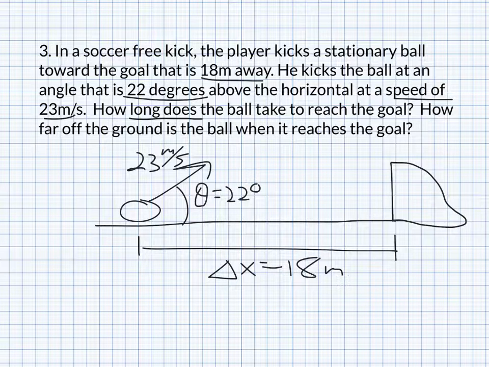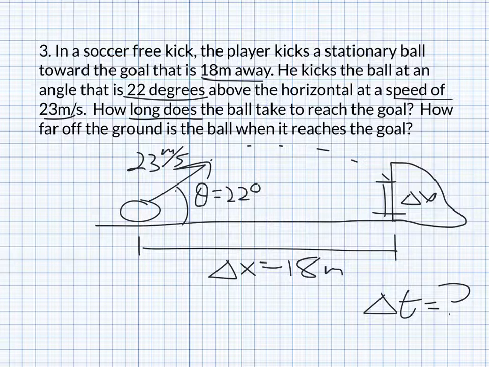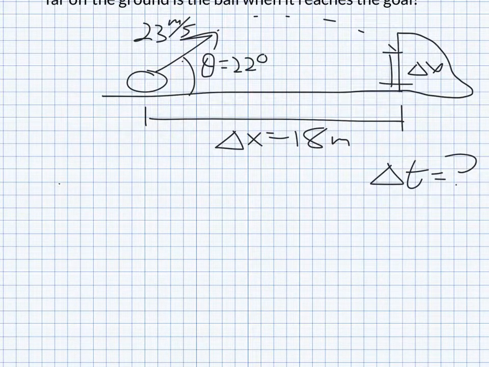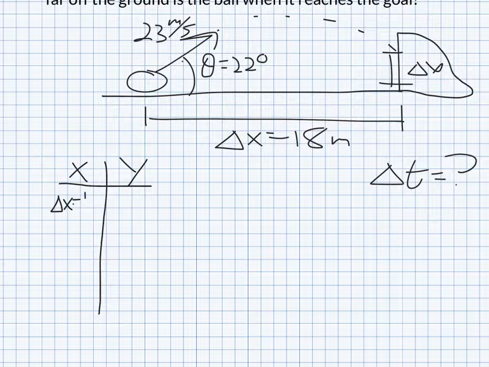And we're looking for a couple of things. It's going to do one of these projectile bits. We're looking for a time interval. How long does that take? And assuming it's not already on the ground by the time it gets there, we want to know the vertical delta x. How high off the ground is it when it hits? So just like I did before, I'm going to separate all my givens into 2 columns, and I highly recommend you do this too. X direction, Y direction. In the x direction, we have a delta x equal to 18 meters.